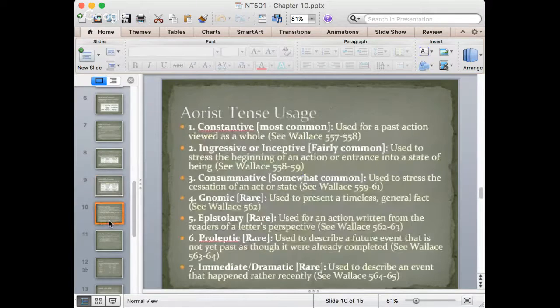Okay, so the aorist usage. Long lists a bunch of these. You're basically never going to have to know any of these. You will have to know these the farther you go into Greek, but for right now, it's just a simple past. And that's what Long calls the constative, which is used for past action viewed as a whole. And we've talked about that. In English, it's basically the equivalent of putting an -ed on the end of a verb.